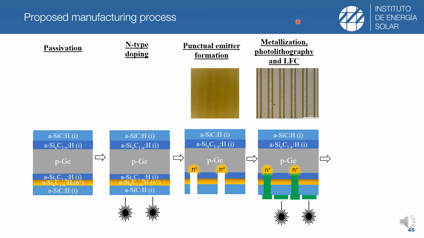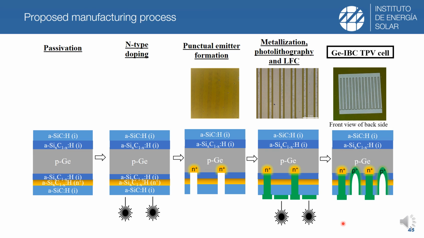Afterwards, we proceed with deposition of metals and photolithography steps to define the different regions at the backside, followed by the laser fired contact method to introduce aluminum for ohmic contact formation to p-type germanium. Note that in this case, for ohmic contact formation to n-type germanium, we have also used aluminum just to simplify the process in this first prototype. And this is just a picture of the final structure of this cell.